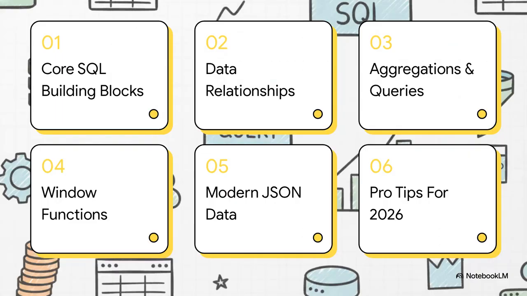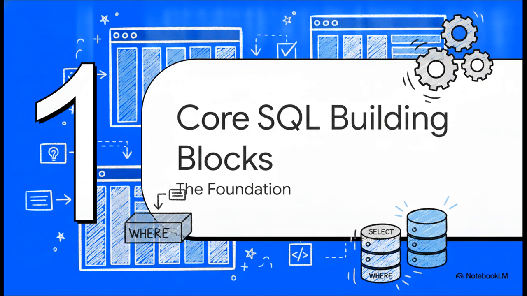So here is our roadmap. 1. Core SQL building blocks. 2. Mastering data relationships. 3. Aggregations and advanced queries. 4. Next-level window functions. 5. Handling modern JSON data. And wrapping up with 6. Pro tips for 2026. Let's start right at the beginning with Section 1, Core SQL Building Blocks, the foundation.